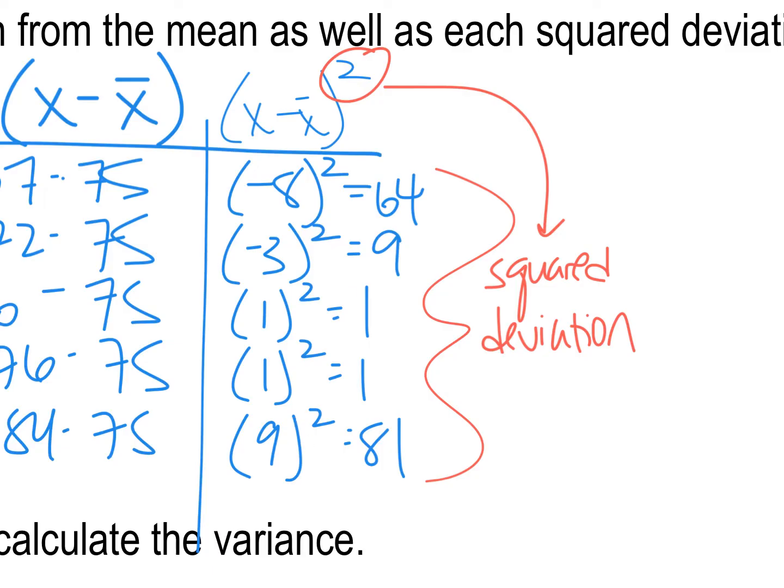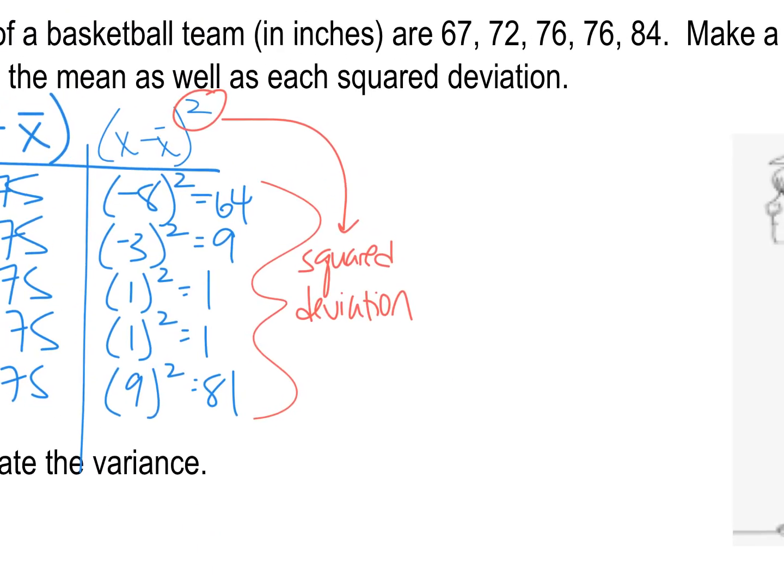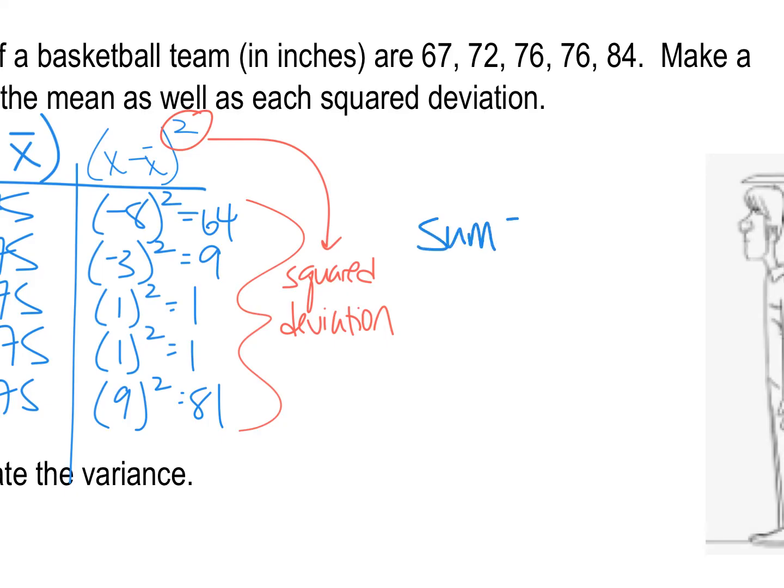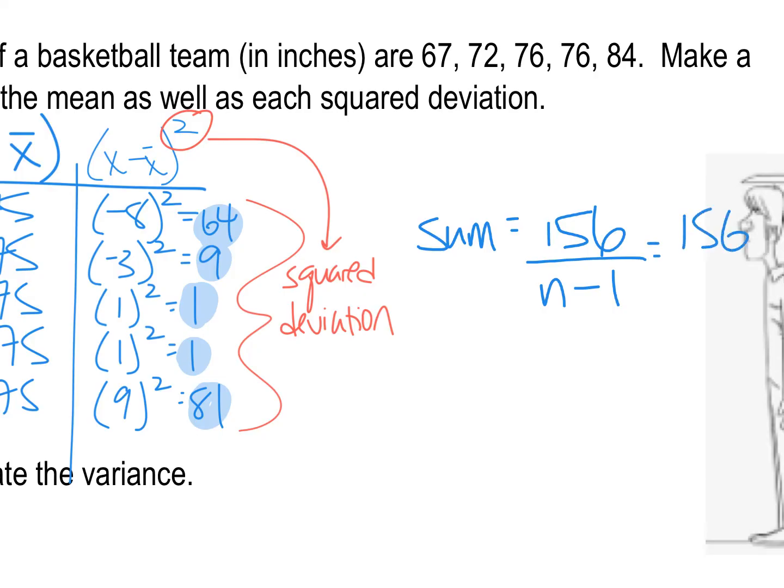The next thing I have to do, remember that summation symbol, is add them all up together. So I am adding this number, this number, this number, this number, and this number, and that gives me 156. You can pause and calculate that to check my math, but when you add all of those numbers up, you get 156. And the last thing I have to do is divide by n minus 1. There were 5 players, so I'm dividing by 4. So 156 divided by 4 gives me 39. And this is my variance.